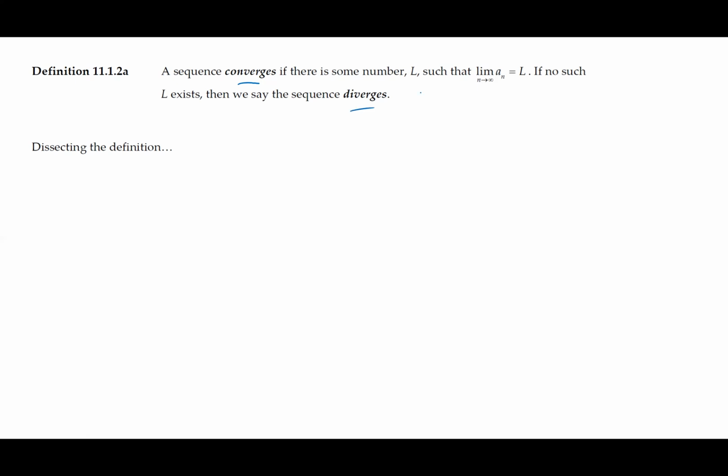So let's unpack this definition a little bit. So let's say that I've got some sequence, and I don't know, maybe it does this for a while.